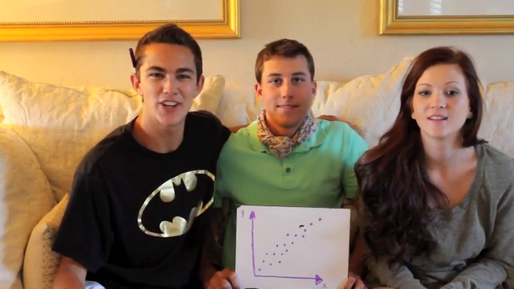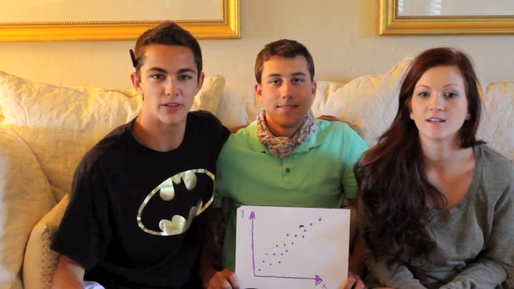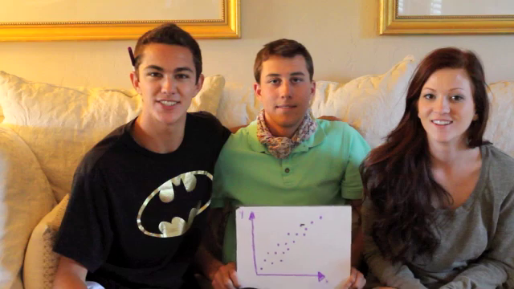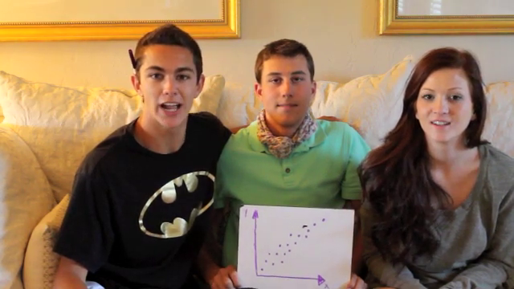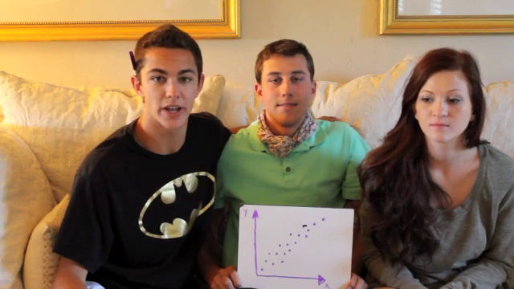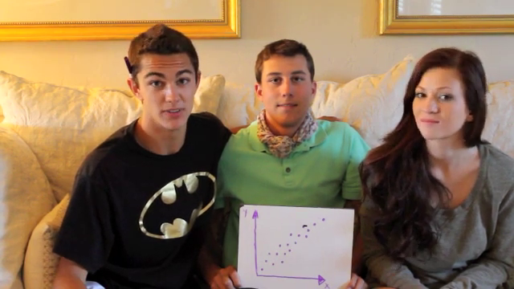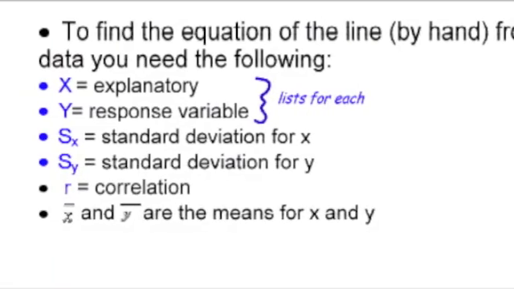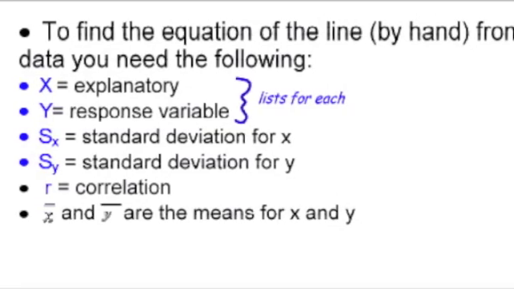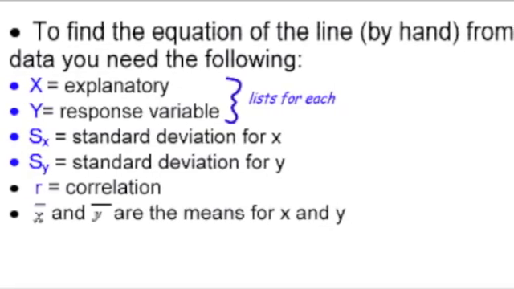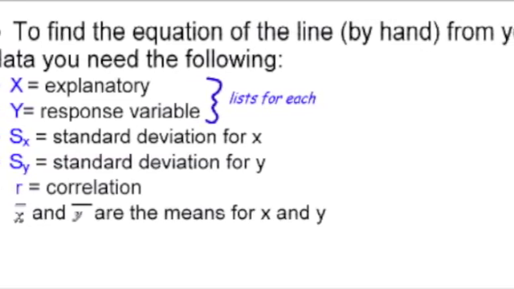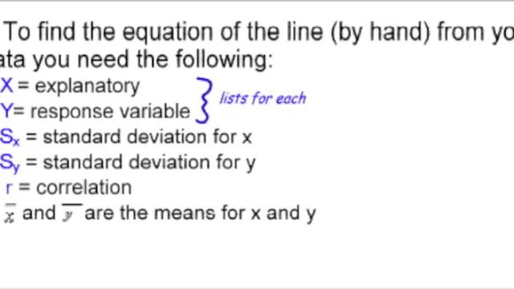Linear regression uses an equation of a straight line through data as a model, like so. This can also be called the line of best fit, or LSRL, the least squares regression line. In the equation y hat equals a plus bx, y hat represents the value predicted, a represents the y-intercept, and b represents the slope. In order to find the equation, you will need the following: x, explanatory; y, response variable; Sx, standard deviation for x; Sy, standard deviation for y; r, correlation; and x bar and y bar, as they are the means of x and y.